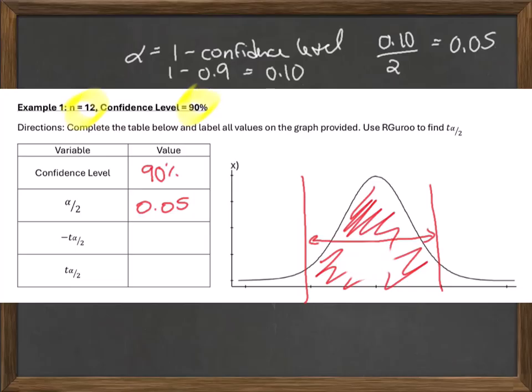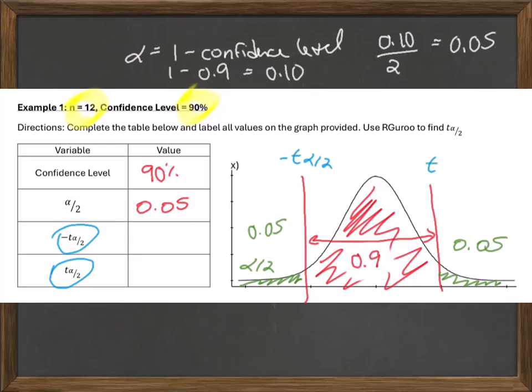Let's change all of these labels to decimals so that we can be internally consistent here. My area here is 0.9. The area in this left tail is alpha over 2, and again, we said that that is 0.05. Likewise, the area in this right tail is also 0.05. The last thing that we need is our t values. This is going to be negative t of alpha over 2, and this is going to be positive t of alpha over 2. Unfortunately, we cannot go any further until we use our technology to find those two values.